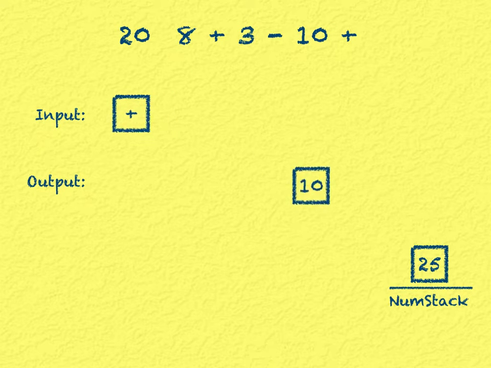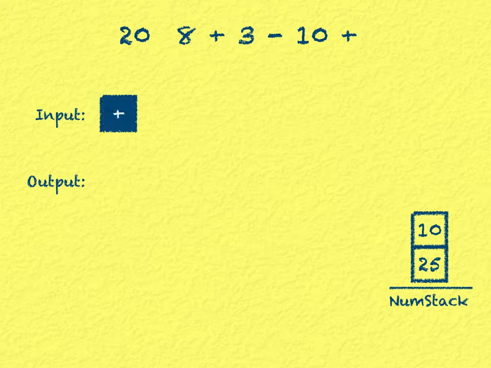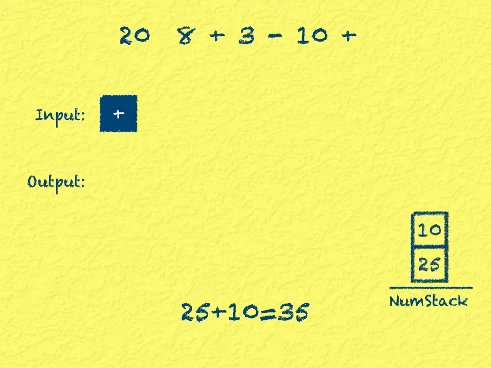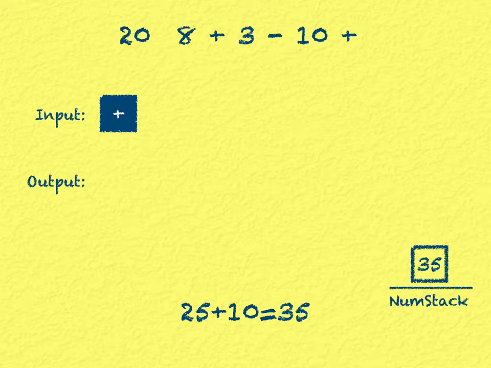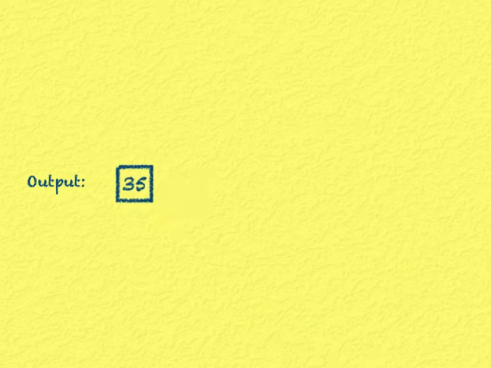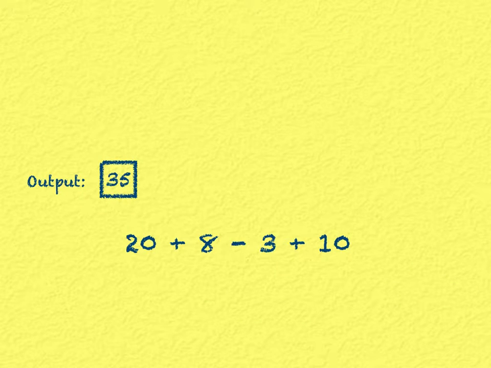Now we're at 10. Move 10 to the number stack. Then we encounter plus. Apply to the top two values of the stack. We get 35. The input is empty. Thus our final result is 35. And when we check ourselves, this was the original infix expression. When we check it, 20 plus 8 is 28. Minus 3 is 25. Plus 10 is 35. Thus, we got the correct answer.